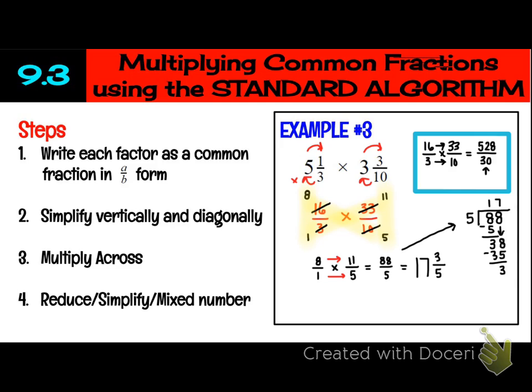And then this becomes the problem that you would have to simplify and change to a mixed number. That's not an easy problem to divide. You can do it, but it's not as easy as if you simplify and can work with a problem like 88/5 instead. So that's why we really want you to try to make sure you're simplifying vertically and diagonally to make the problems easier.